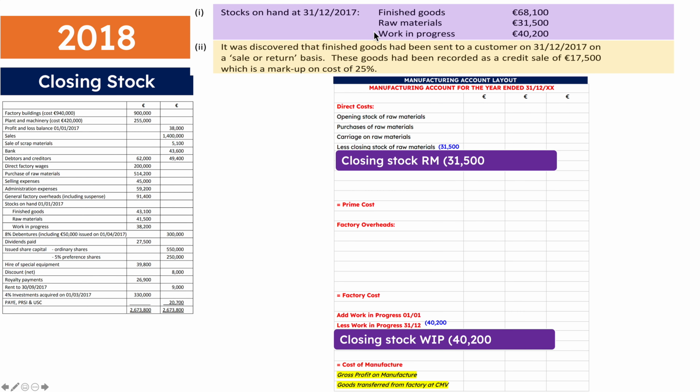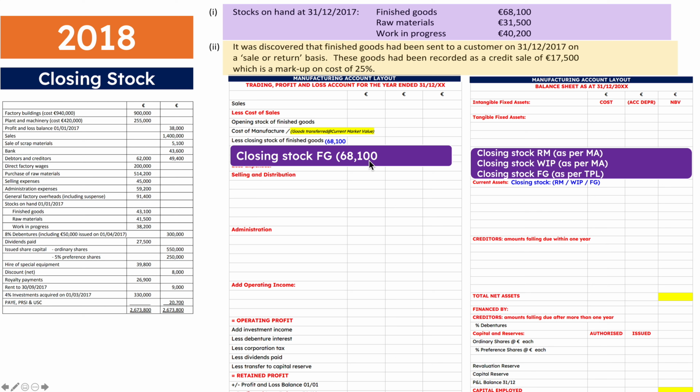Okay, so the first one, stocks on hand, finished goods, that's going to go in the TPL, but we've got raw materials 31,500 here, and we've work in progress 40,200 here. The finished goods are here 68,100, and all 3 of them will go in current assets, the closing stock of all those 3 there. Number 2, it was discovered that finished goods had been sent to a customer on 31st the 12th on a sale or return basis.